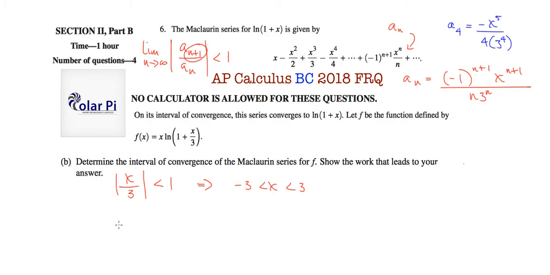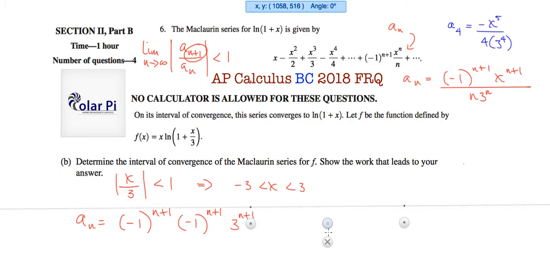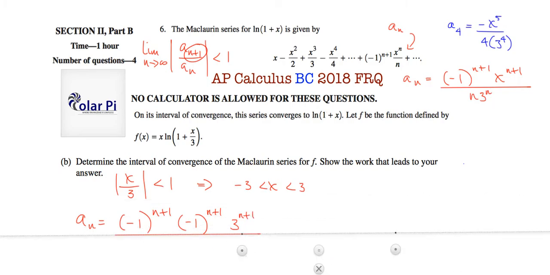You can do it in reverse order, but I'm going to start with the -3. So a_n when x is equal to -3 is going to turn into (-1)^(n+1), and then I'm replacing this x with a -3, right? So that'll be (-3)^(n+1). But notice I can write (-3)^(n+1) as (-1)^(n+1) times 3^(n+1), right? And I want to do that. You'll see why. And then, of course, in the denominator, there's no x, so I just still have n and then 3^n.